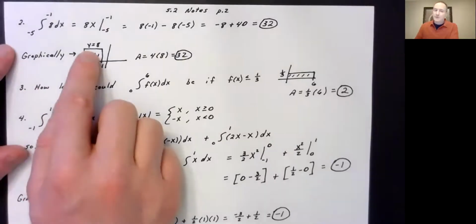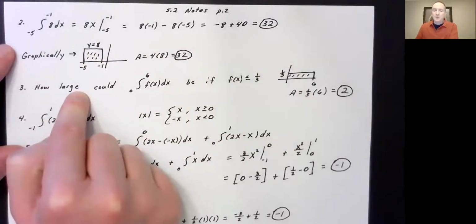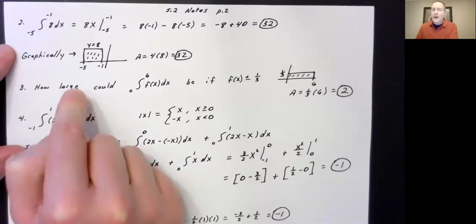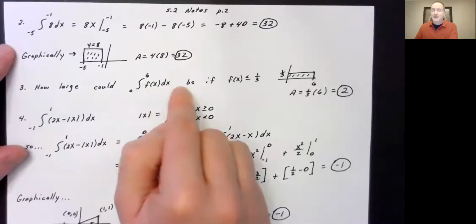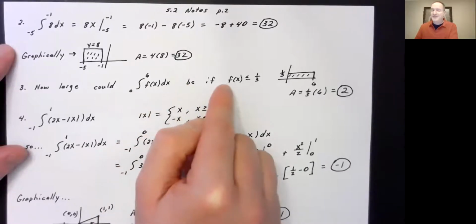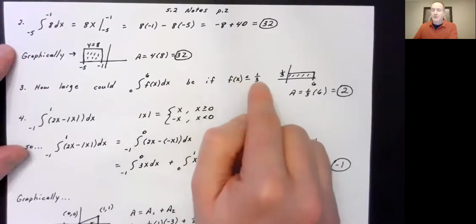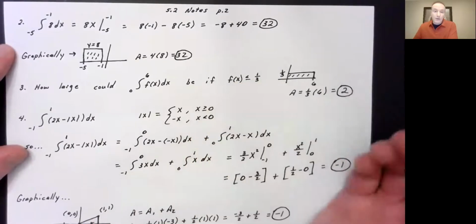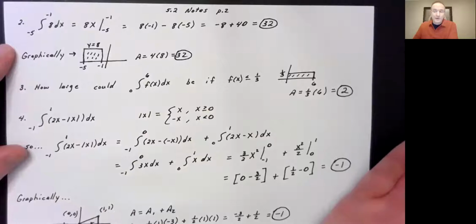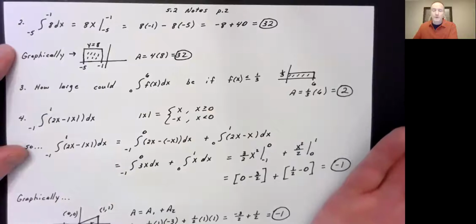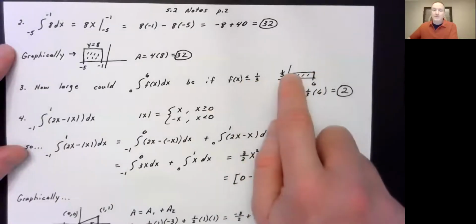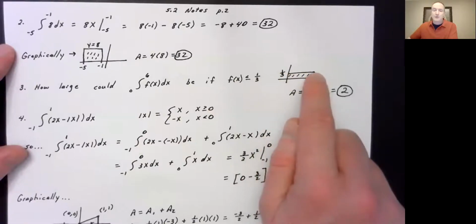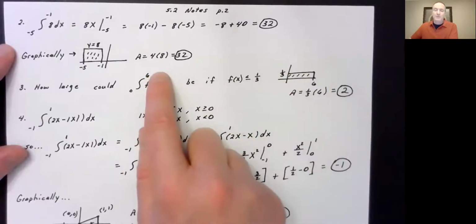Now, similar to this last one, what if I ask a question like this? How large could the integral from 0 to 6 of f of x dx be if I told you that f of x always had to be less than or equal to 1/3? Well, we know that the integral is just the area under the curve. So if the curve f of x is at most 1/3, then the absolute most area you could ever get is when f of x is the largest it can ever be, 1/3, and the integral would be the area from 0 to 6.